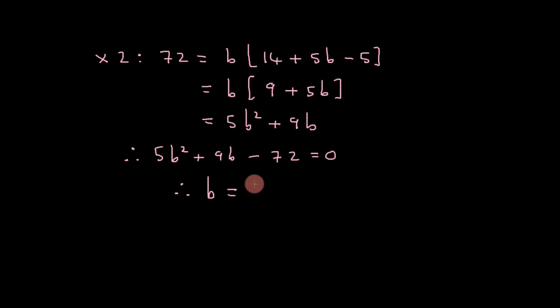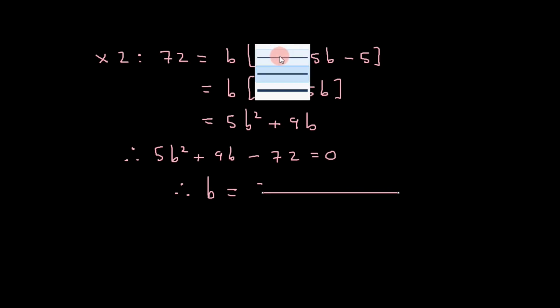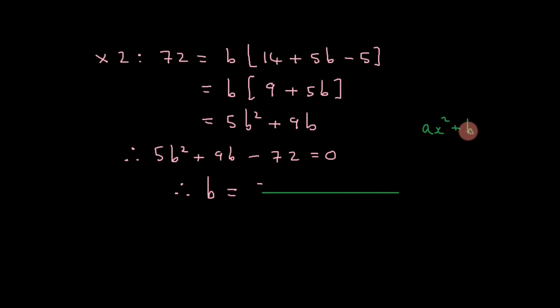So b equals negative b, in terms of the quadratic formula. Of course, b in the formula ax squared plus bx plus c equals 0. b in this case is 9. So it's going to be minus 9 plus or minus the square root of 9 squared minus 4ac, all over 2a.